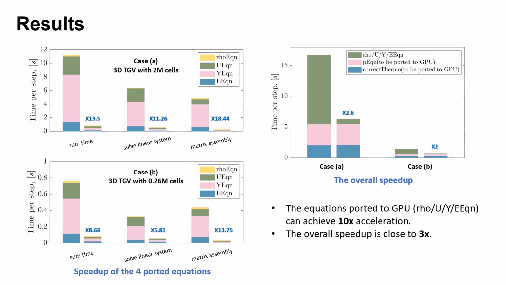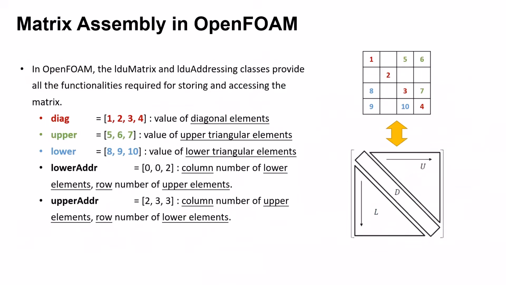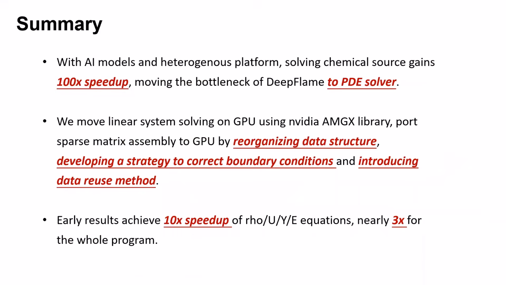Oh, the 100 times speedup is this. Oh, it's V100. The CPU is also one core, but we haven't achieved parallelism. Yeah, in future.